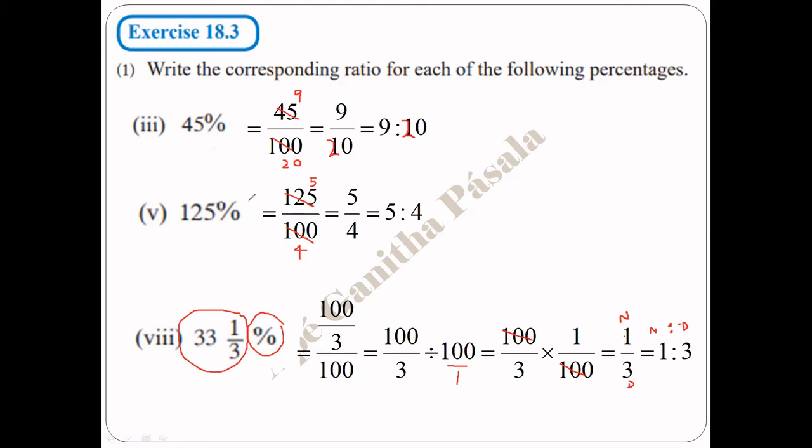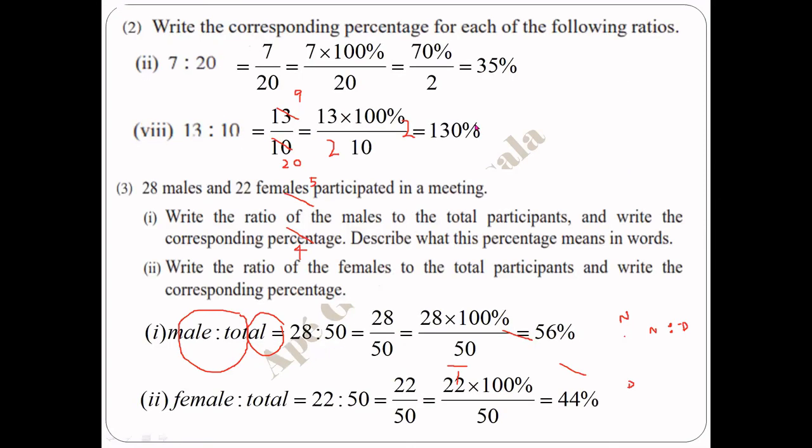So when you're writing a percentage as a ratio, what do you have to do first? First, write the percentage as a fraction. Then simplify. After that, write the numerator as the left hand side, denominator as the right hand side of the ratio. Let's see the second problem of the exercise.